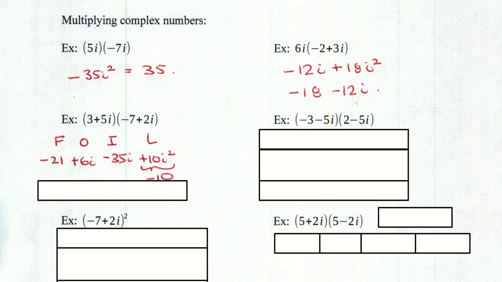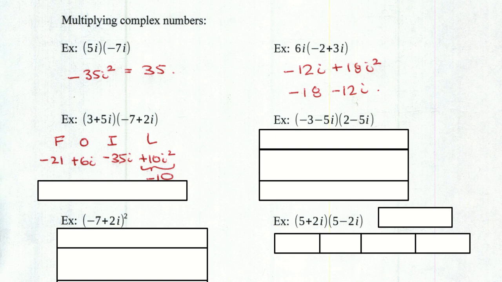So here we go. Here's our firsts. When we multiply 3 times negative 7, we get negative 21. When we multiply 3 times 2i, that's the outer pair, we get 6i. When we multiply the inner pair, that is 5i by negative 7, a positive times a negative is a negative. 5 times 7 is 35, and there's our i. And last but not least, when we multiply the 5i times the 2i, 5 times 2 is 10, i times i is i squared. So there's our FOIL.